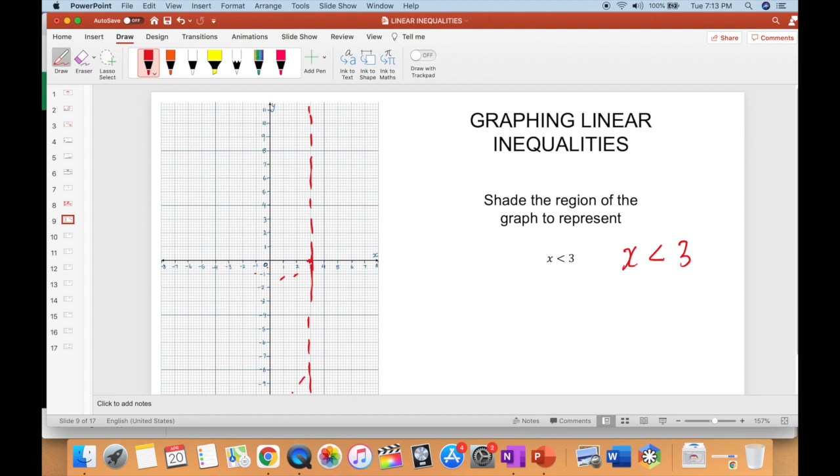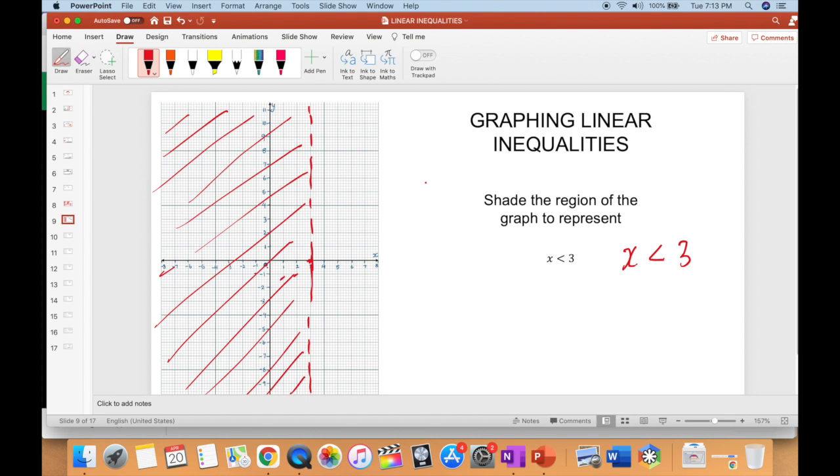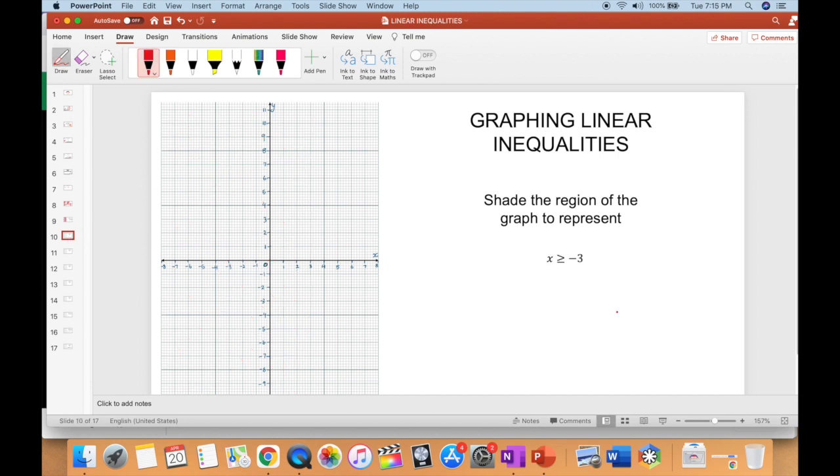So what you have to do is shade the entire region of the graph. For this entire region of the graph, x is less than 3. Give this a quick sketch and let me hear when you're done. So now we have this next one here.